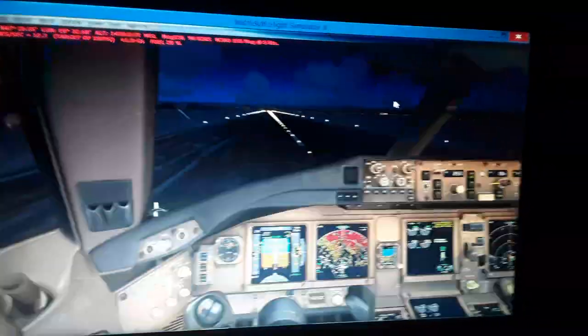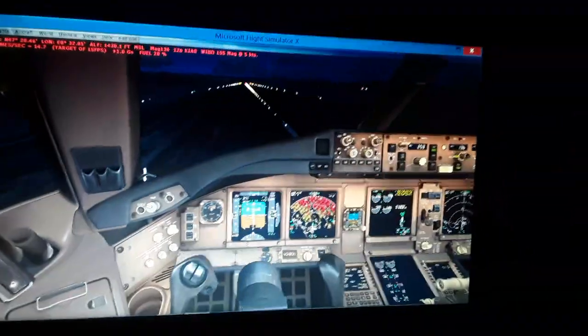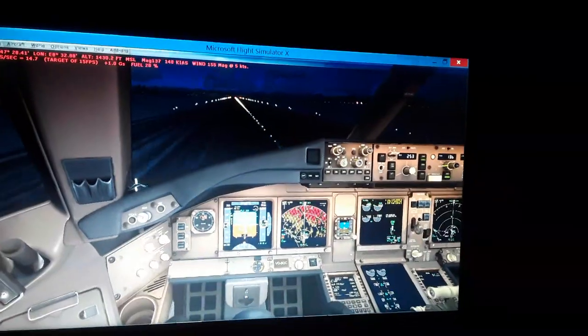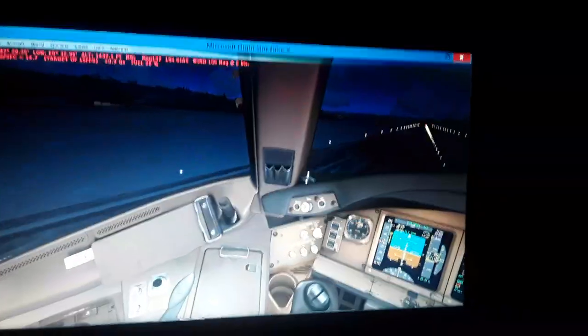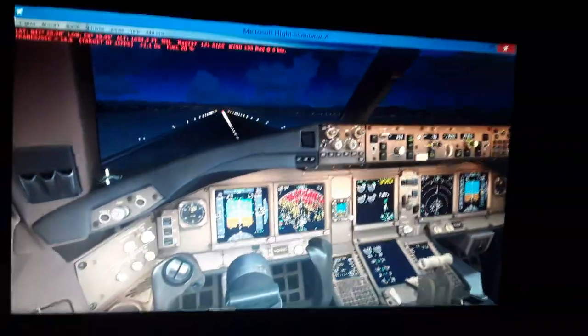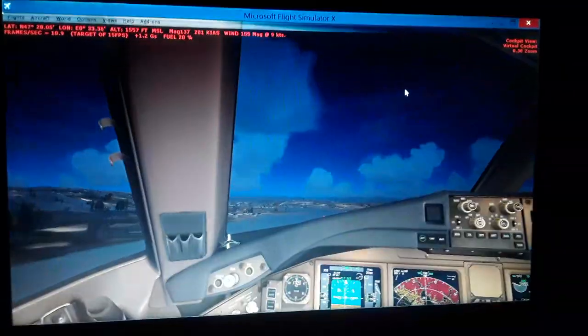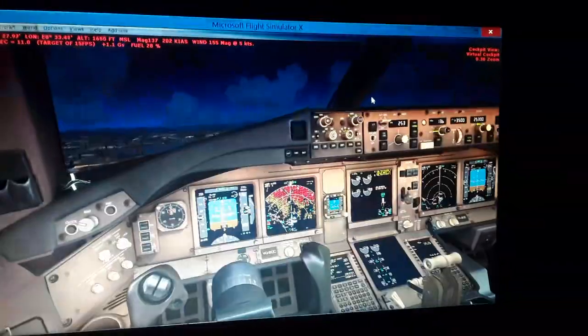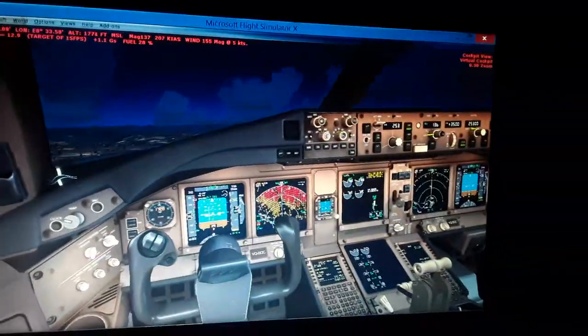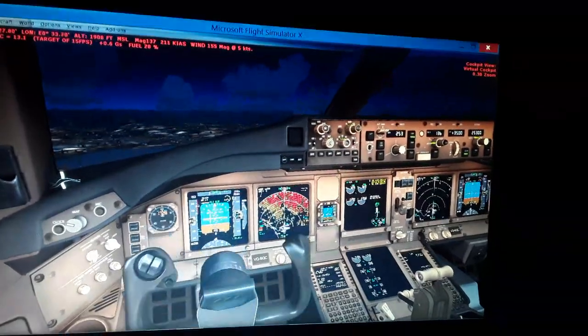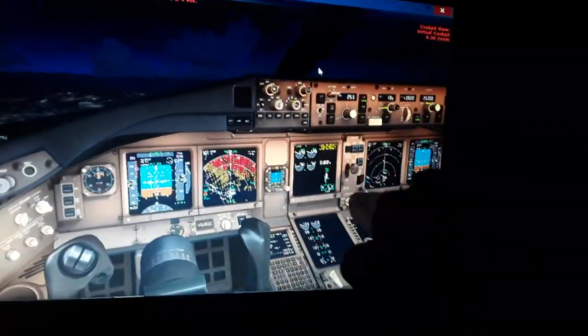So we have 90 knots, 100 knots, 130 V1, we rotate, and here we go. After we rotate, V2. So we have the positive rate of flight. We need to pitch down the aircraft a little bit. Retract the landing gear like this.